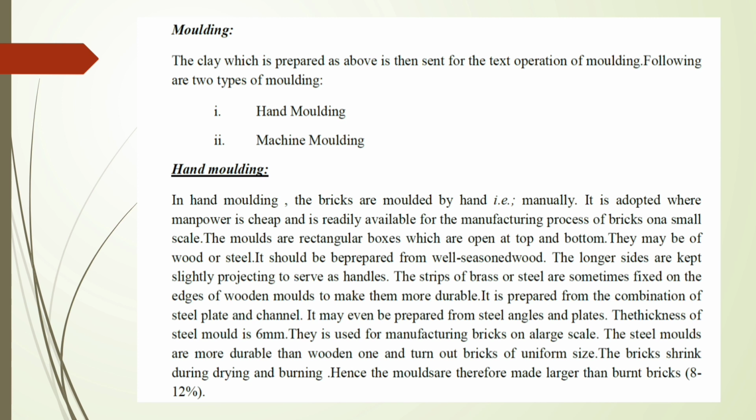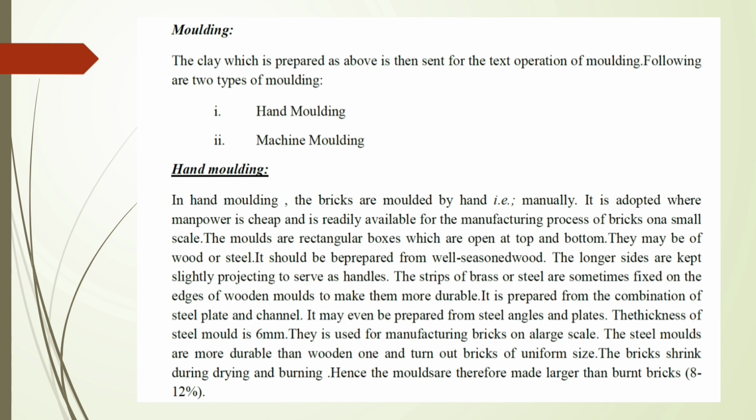Molding. The clay which is prepared as above is then sent for the next operation of molding. Following are the two types of molding: hand molding and machine molding. Hand molding. In hand molding, the bricks are molded by hand, that is manually. It is adopted where manpower is cheap and is readily available for the manufacturing process of bricks.